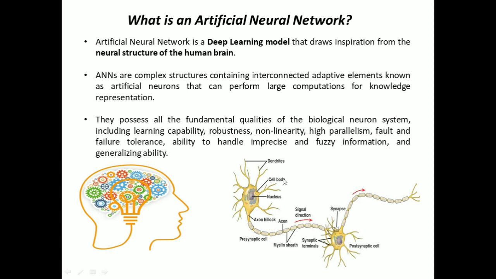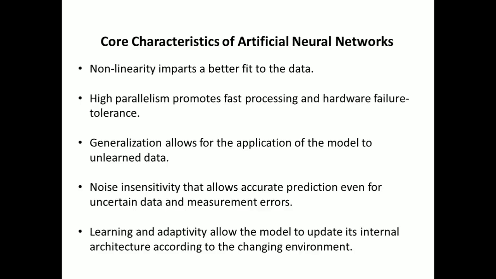These qualities include learning capability, robustness, nonlinearity, high parallelism, fault and failure tolerance, ability to handle imprecise and fuzzy information, and generalizing ability. Now let us see the core characteristics of artificial neural networks. The first characteristic is nonlinearity, which imparts a better fit to the data. We'll see in the later part of the lecture what nonlinearity is and why it is an important property for a better fit to the data.